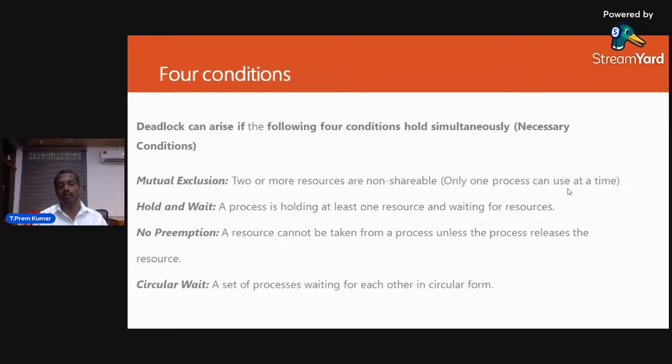Then the third one is no preemption: resources cannot be taken from a process unless the process releases them. The last one is circular wait: a set of processes waiting for each other in a circular form. So when we address these four conditions, we can overcome the deadlock situation.